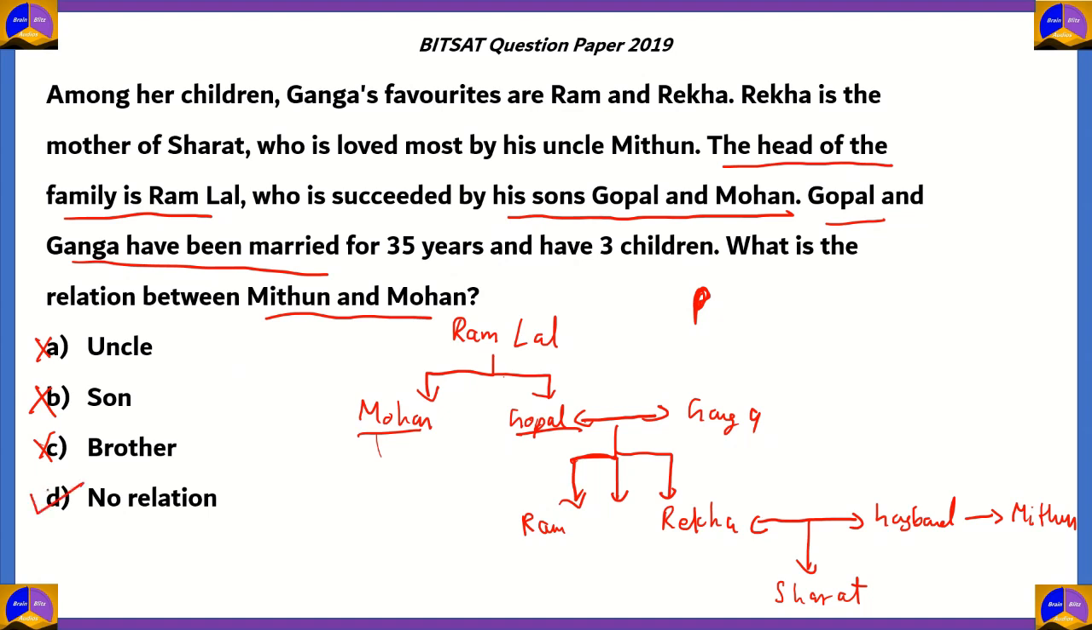The correct answer will be option D, that is no relation. Now note that Mohan's niece is married to Mithun's brother, but that does not make them blood relatives. They are relatives by marriage. So therefore option D, no relation, is the most appropriate option for this question.